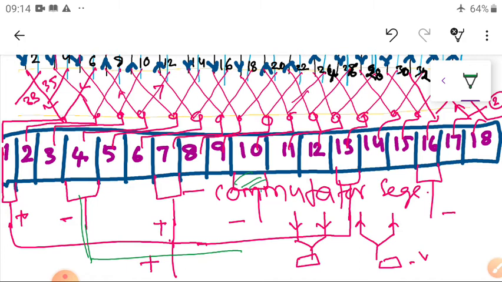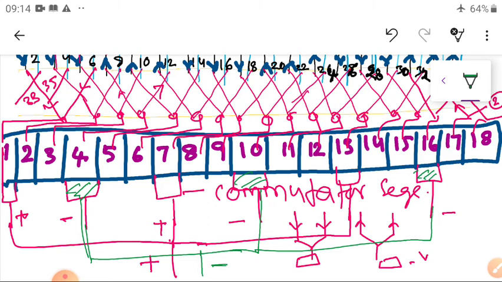Okay, this is the 10th slot, and it's connected to the last 16th slot. We take it as a negative. Okay, these are the brush positions. So dear students, don't confuse. Please draw this diagram with patience and with clarity.